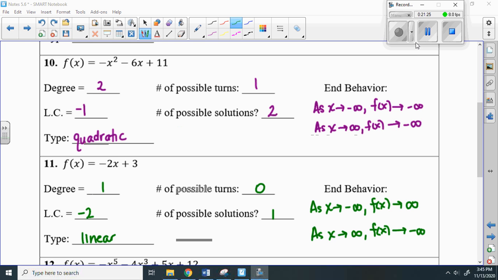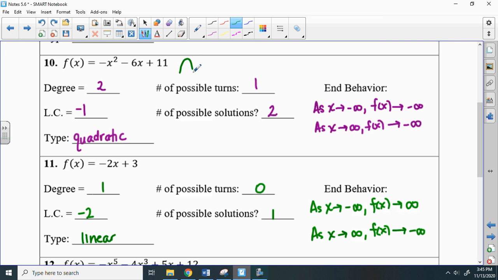All right, take a minute and check numbers 10 and 11. Okay, 10, the degree was 2, so it was quadratic. And so when you do the end behavior, remember quadratic makes a parabola. And if the leading coefficient is negative, the parabola opens down. Okay, so for your end behavior, the left and the right should both be going down.